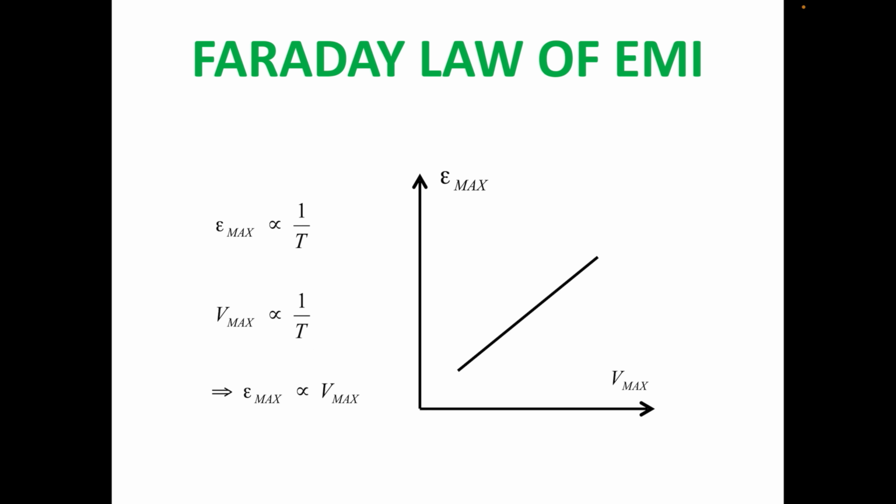As both the maximum value of speed of the magnet and the maximum value of induced EMF are inversely proportional to the time period of oscillations of the magnet, it can be concluded that the maximum value of induced EMF and the maximum value of speed of the magnet are proportional to each other. Hence, the graph of maximum value of EMF and maximum speed of the magnet must be a straight line.